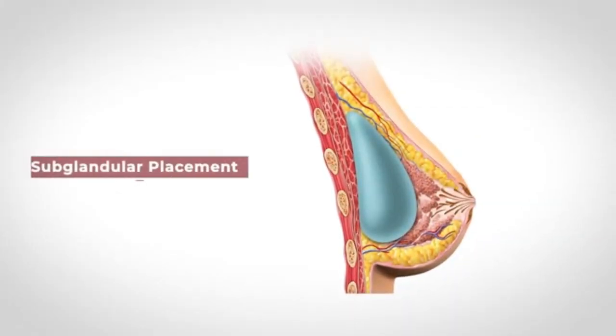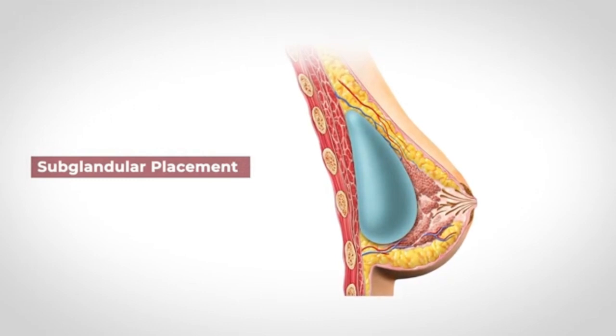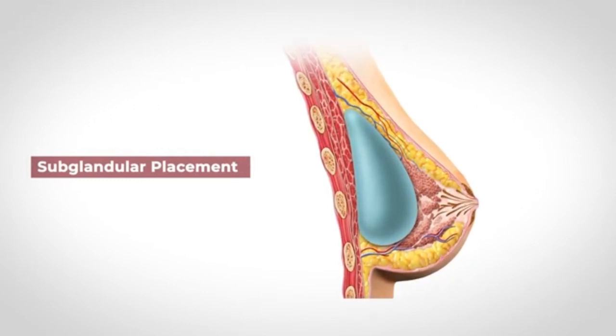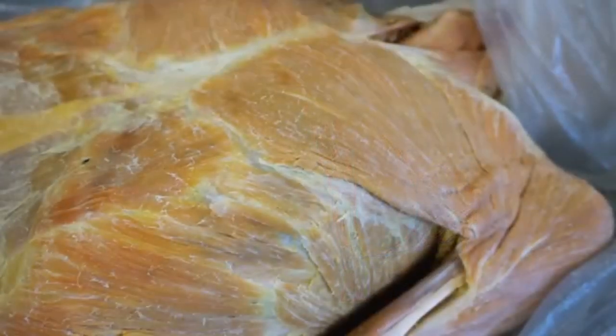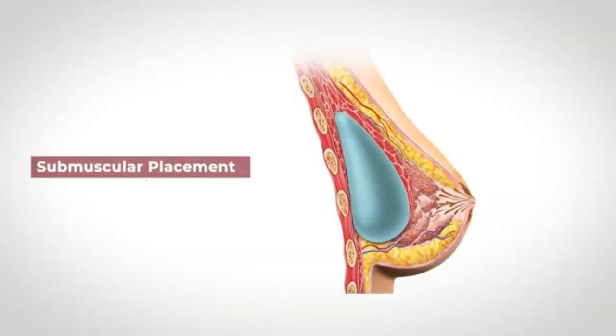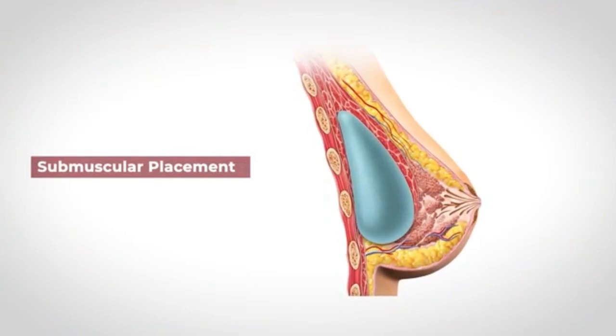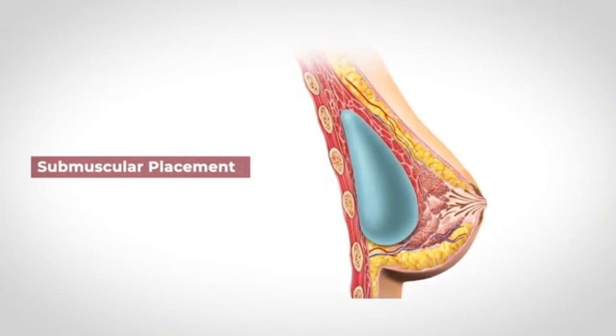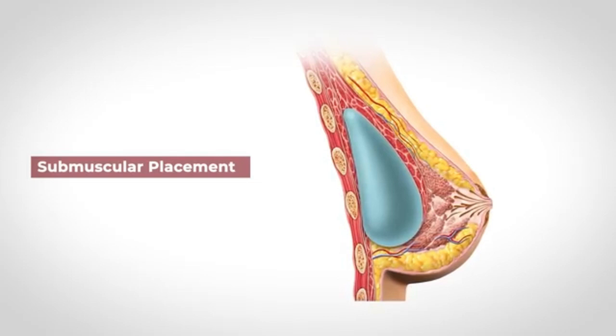Now, over the muscle is actually called subglandular placement because the implant is placed below or deep to the natural breast tissue, but superficial to the pec major muscle. With under the muscle or submuscular placement, the implant is placed deep to the pec major, well, at least mostly deep, but I'll get into that in just a second.